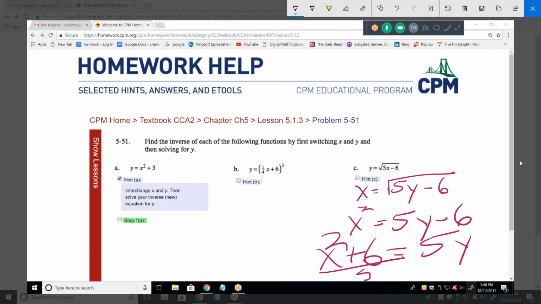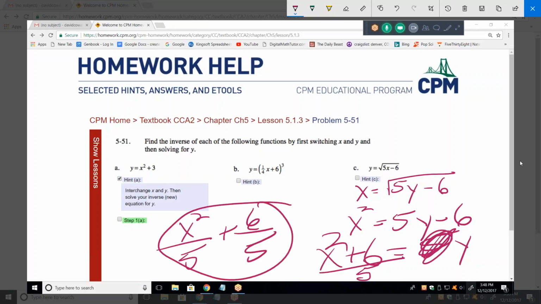I've got to divide both terms by 5. And I can do it like this. That's the same thing as x squared over 5 plus 6 over 5. You don't necessarily have to put it in two terms like that. That is a satisfactory answer. Okay?